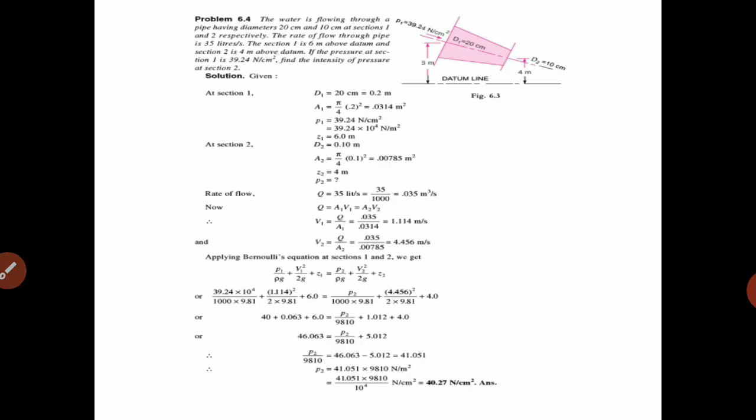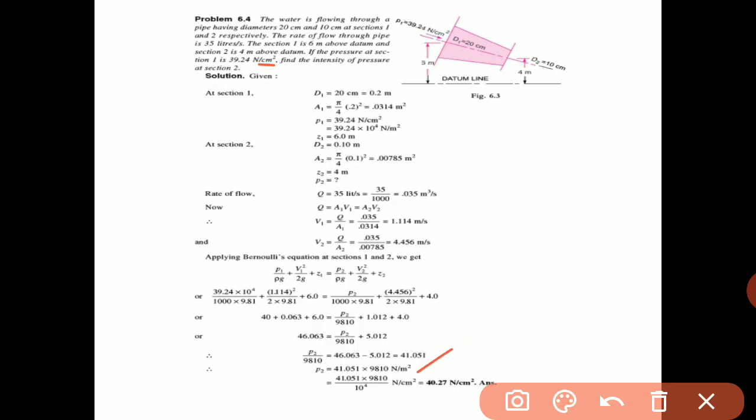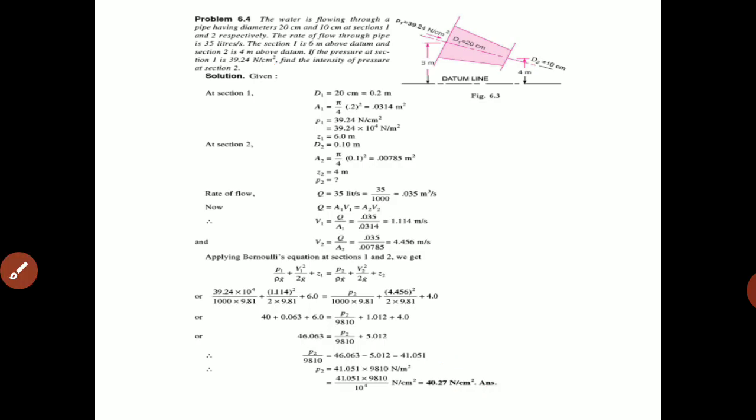Since pressure at section 1 is given in Newton per centimeter square, we can directly keep it in Newton per meter square, or we can directly calculate it in Newton per centimeter square, whatever, but we'll get the pressure at section 2. Okay, is it clear? Very simple numericals are there.